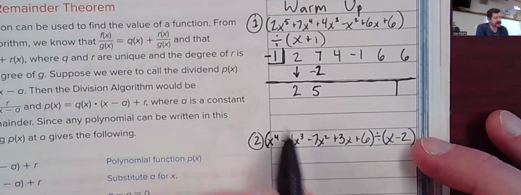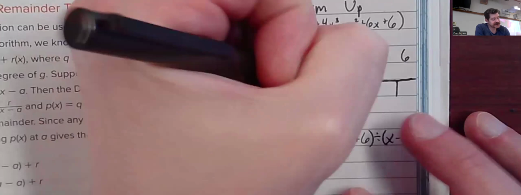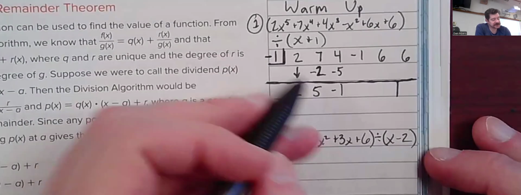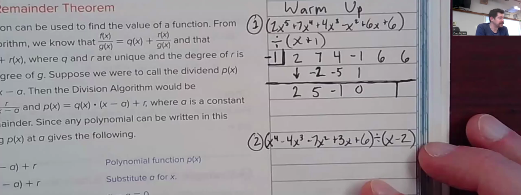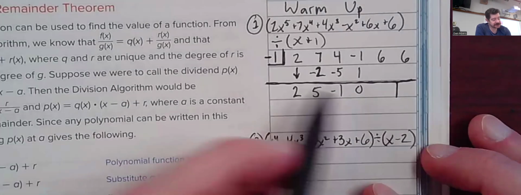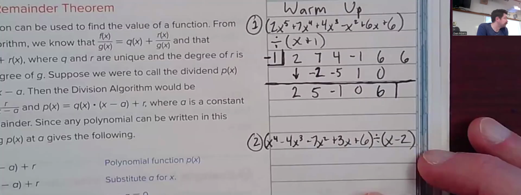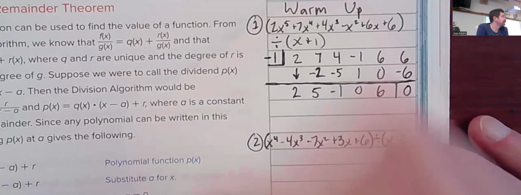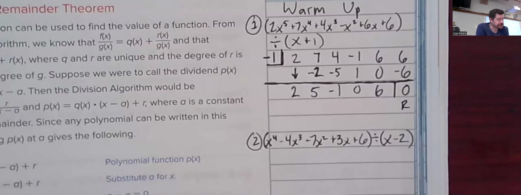So then 5 times negative 1 is negative 5. Add them together. 4 plus negative 5 is negative 1. Repeat the process. Negative 1 times negative 1 is positive 1. Negative 1 plus 1 is 0. Repeat the process. 0 times negative 1 is 0. 6 plus 0 is 6. Repeat the process. 6 times negative 1 is negative 6. Negative 6 plus 6 is 0. So there is no remainder. So this would be our remainder if there was one, but it's 0.